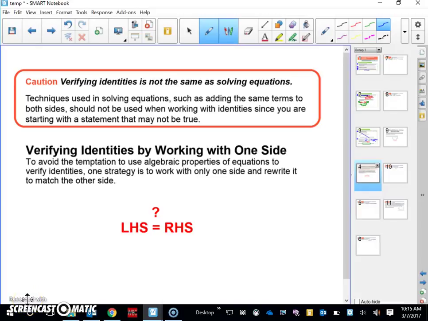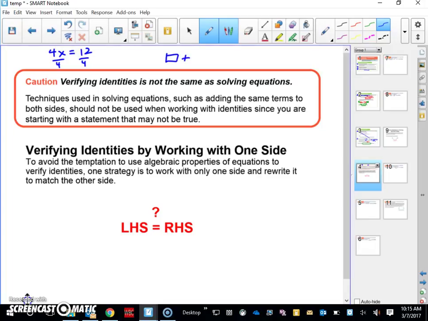Caution, it says verifying identities is not the same as solving equations. For years, we've had equations like this, and we've always said, well, let's just divide both sides by 4. It's going to be very tempting for you to try to do that, but you're not going to be allowed to do that.